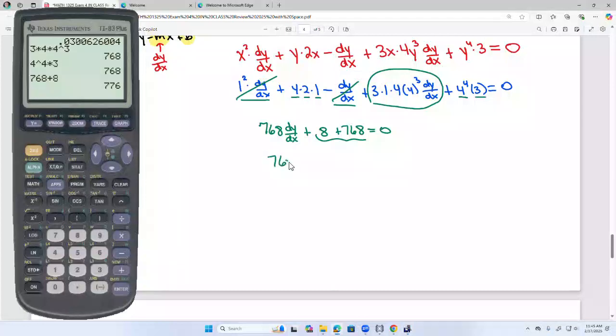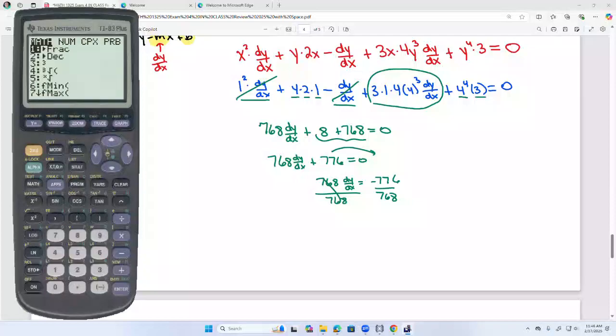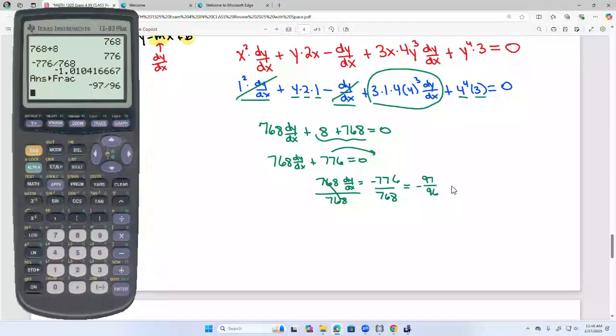So I have 768 dy/dx plus 776 equals 0. I'm going to subtract that over. So 768 dy/dx equals negative 776. Divide both sides by 768, and I have negative 776 divided by 768. I'm going to put it back into a fraction, so I have negative 97 over 96. That is my slope.